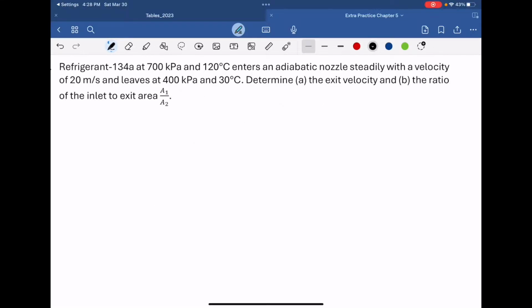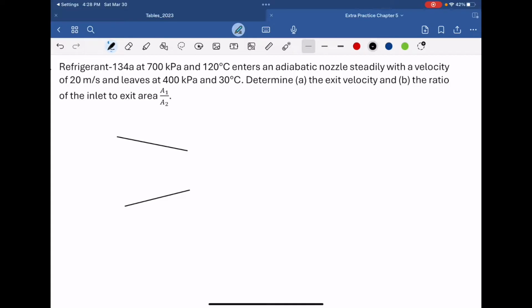Refrigerant at 700 kilopascal and 120 degrees Celsius enters an adiabatic nozzle steadily with a velocity of 20 meters per second and leaves at 400 kilopascal and 30 degrees Celsius. Determine the exit velocity and the ratio of the inlet to exit area. Let's start with our sketch of a nozzle.